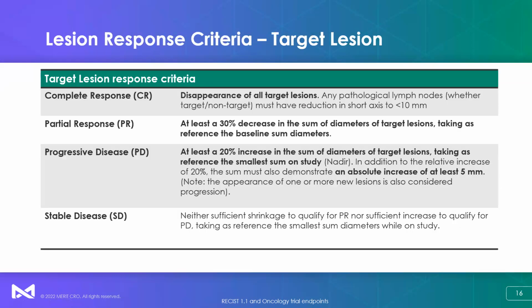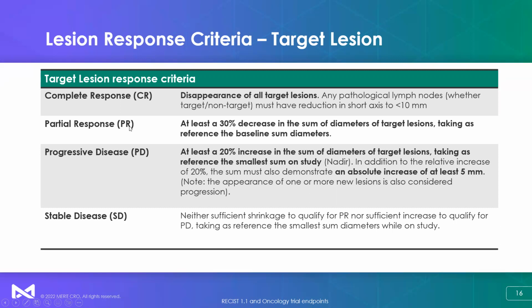Firstly, the target lesion response criteria are as follows. There are 4 categories: complete response, partial response, progressive disease, and stable disease. One of the 4 values can be assigned to the target lesion at that time point. Firstly, CR, or complete response, would be given at the target lesion level if all target lesions disappear. Any pathological lymph node must have a reduction in short axis to less than 10 millimeters.